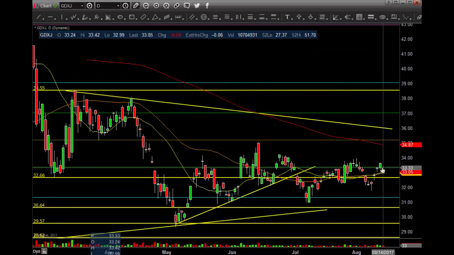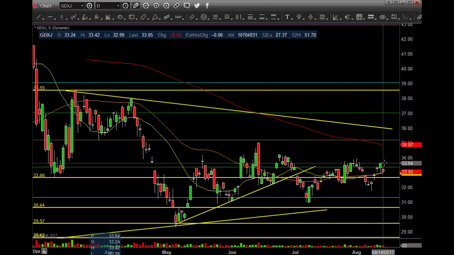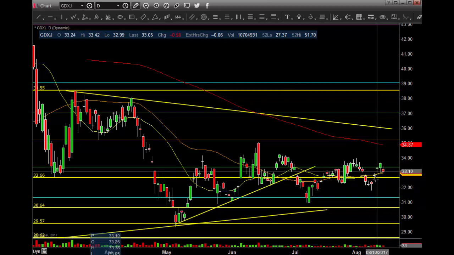GDXJ just kind of stalling out, guys. I'm surprised it didn't move up more with gold. But remember, we talked about the 20 and the 50. It got above it again, and here we go. But if you would have bought 31.77, 32, no, that's not enough really to trade. But it got above the moving averages. Kind of slipping today a little bit.